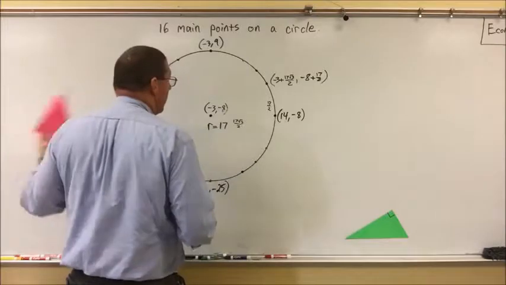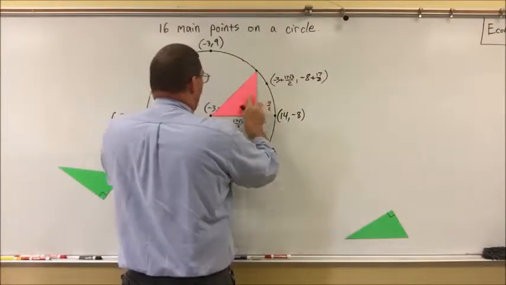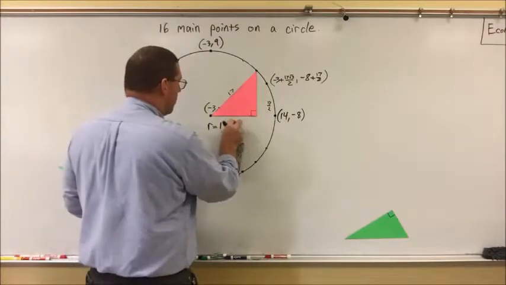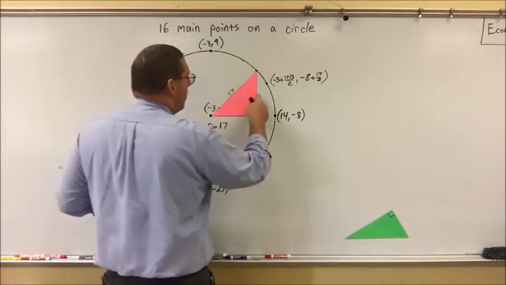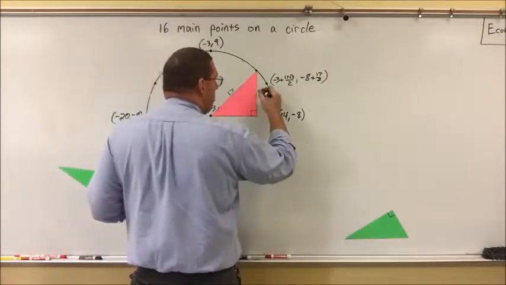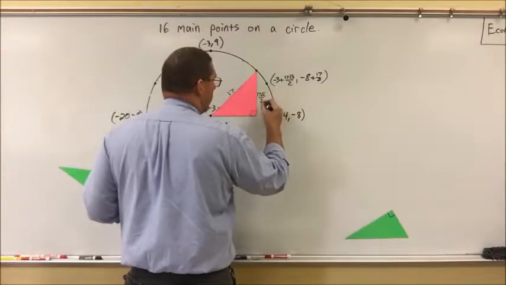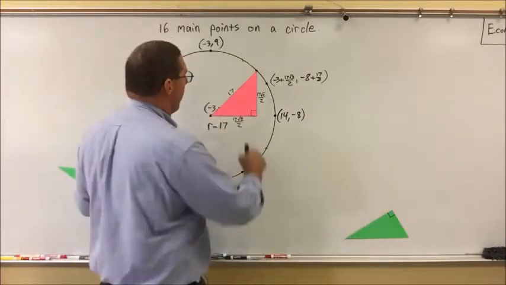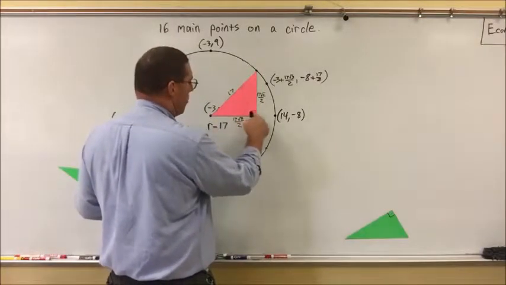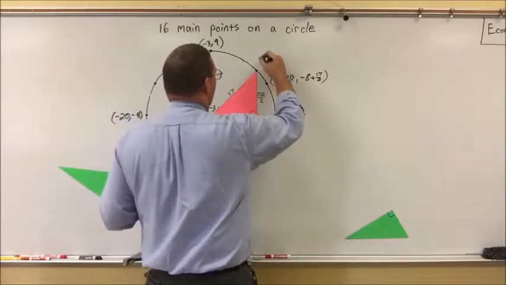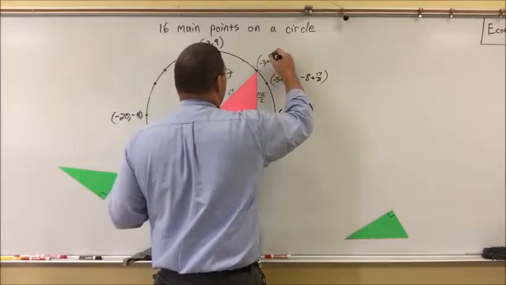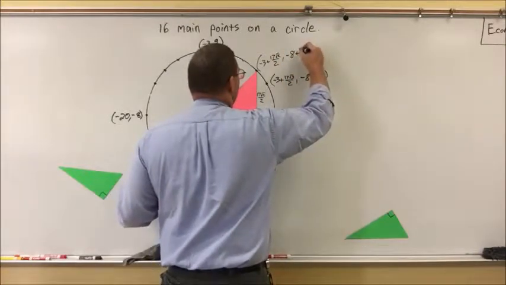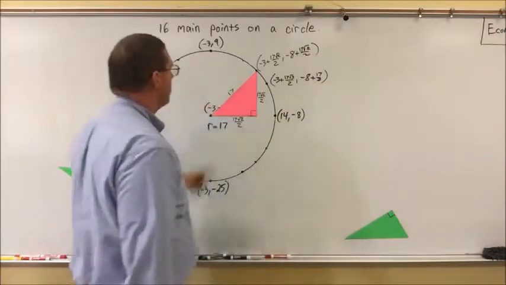This point right here is at a 45-degree reference angle. And so I know that if the radius is 17, each of the legs is equal to 17 square root of 2 over 2. And so both the x and the y coordinates are going to increase. X is increasing, y is increasing by 17 square root of 2 over 2. So here I'm going to put -3 plus 17 square root of 2 over 2, comma, -8 plus 17 square root of 2 over 2. And there are the coordinates of that point.